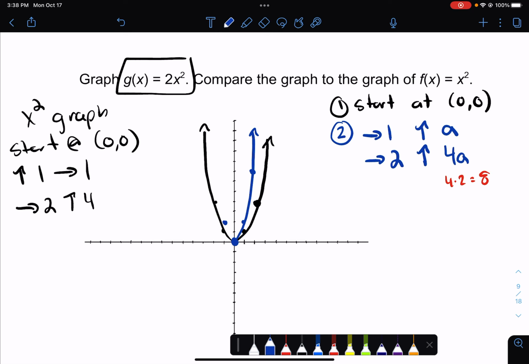Well, I think I went up. Maybe my last one wasn't up high enough. I don't know, maybe I counted wrong. We'll pretend I didn't. So that's what 2x squared looks like.